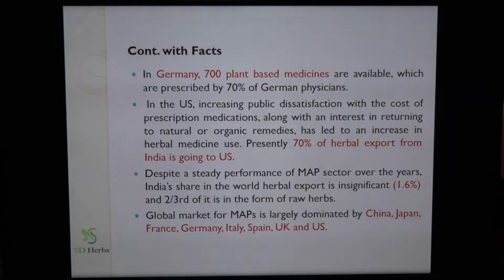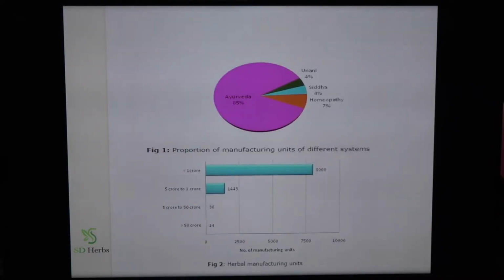So despite a steady performance of this sector over the years, India's share in the world's herbal export is only 1.6%. So who is playing the major role? We know that herbal extract or medicinal plants are a core property of India, but China has taken over, and the major stakeholders are China and USA now in the field of extraction. So the global market is largely dominated by China, Japan, France, Germany, Italy, and all these countries.